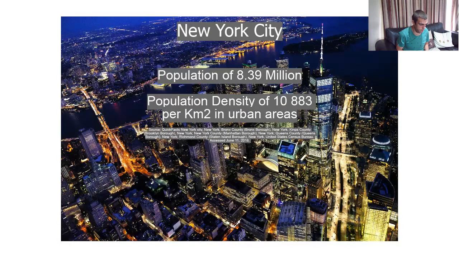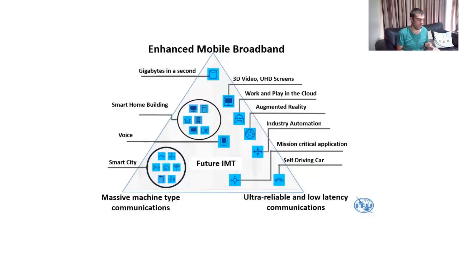New York has a population of 8.39 million and a population density of 10,883 people per square kilometer. That translates to about 28,000 people per square mile. So all these people have devices, typically more than one, and they're trying to connect to the same cellular network we currently have, and in the future there's going to be a lot more reliance on that and a lot more bandwidth.